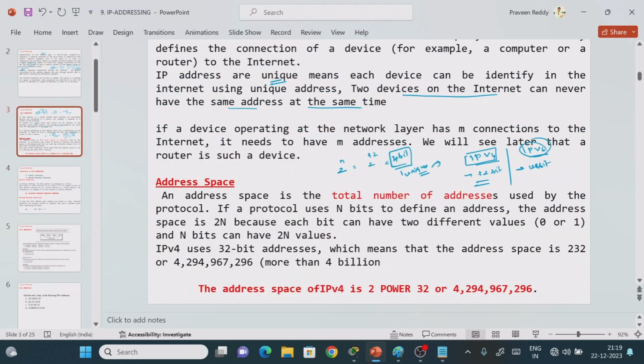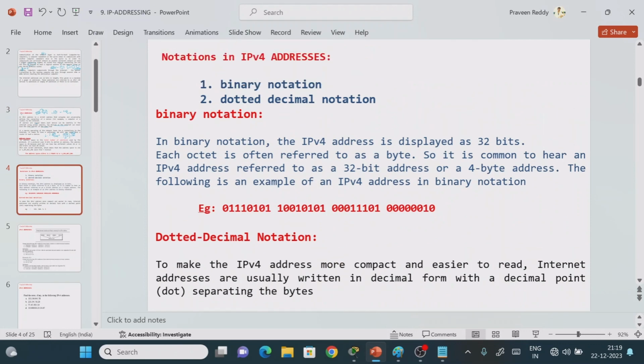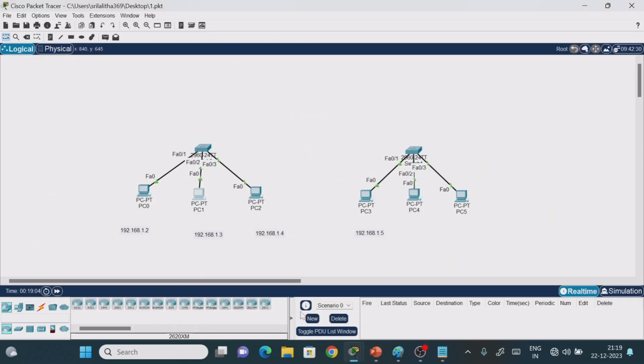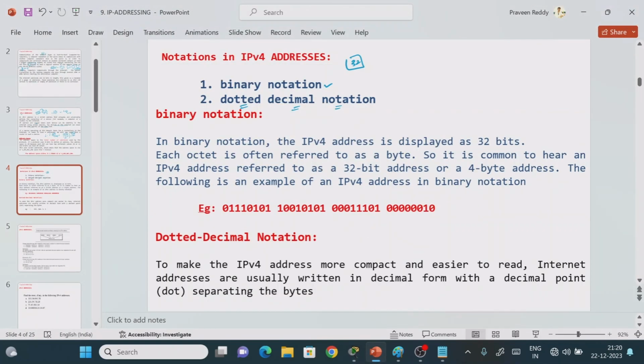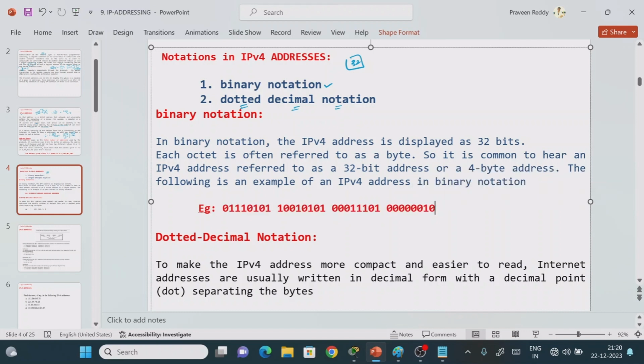Now one more important point is: what are the notations or representations of an IPv4 address? The IPv4 address is 32-bit length, right? So we can represent it either in binary notation or in dotted decimal notation. In my Packet Tracer scenario, I have shown some IP address like 192.168.1.2, right? You can represent it in binary representation or in dotted decimal notation, the 32-bit number.